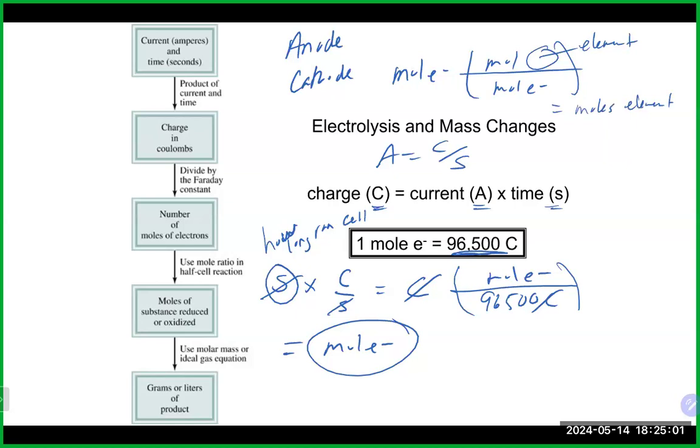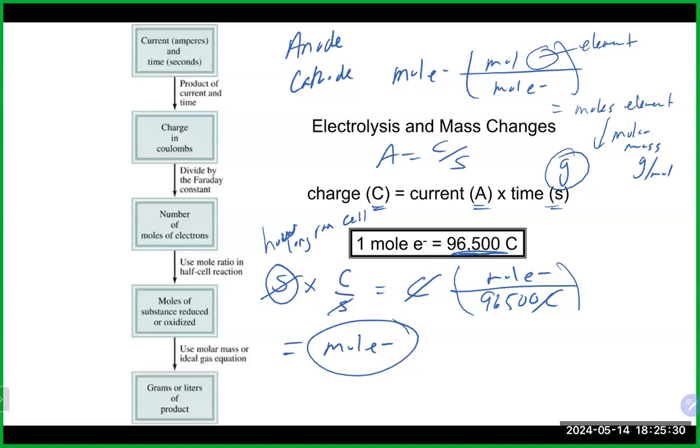At this point, it does vary depending on the problem. If you are looking for how many grams you're going to plate out, you would take your moles times the molar mass, which is grams per mole, and you can figure out how many grams you would actually get as a result. But you could have something like hydrogen and oxygen, which are gases.